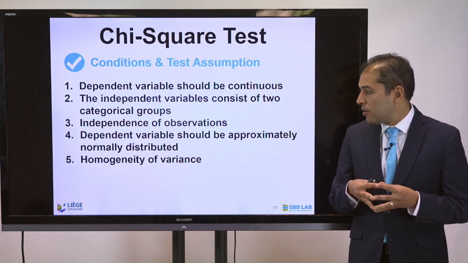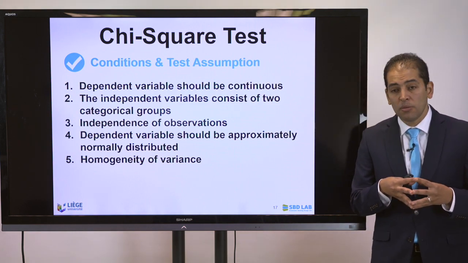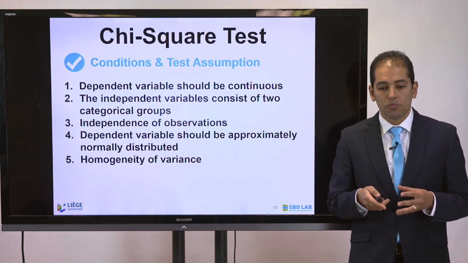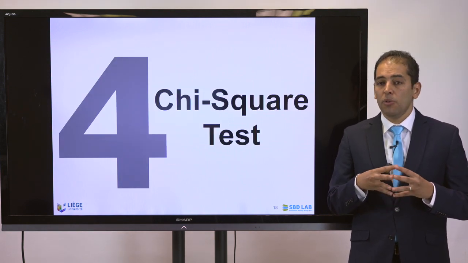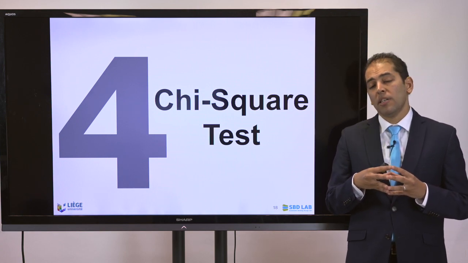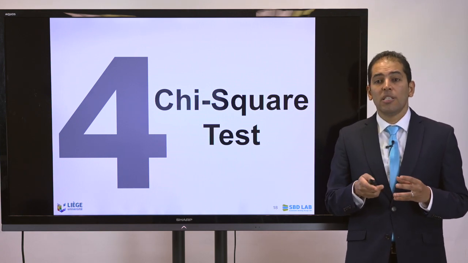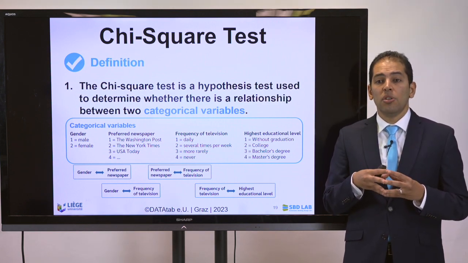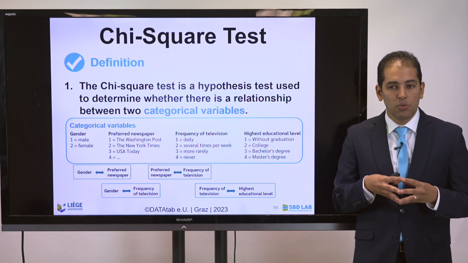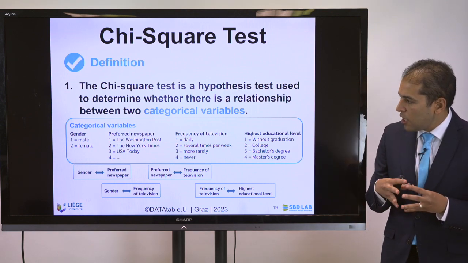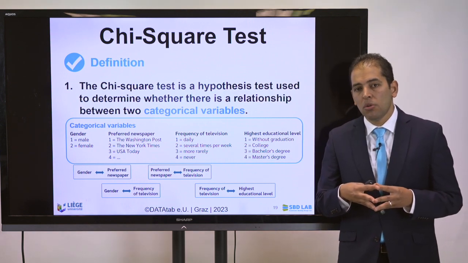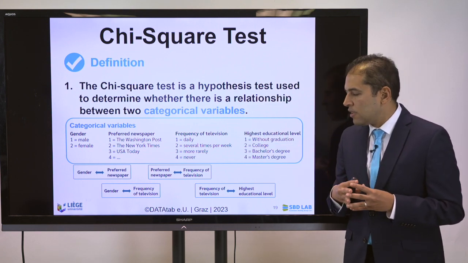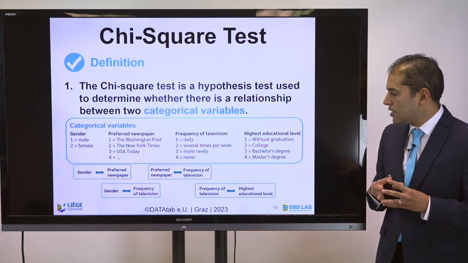There is a dependent variable that should be approximately normally distributed, and there must be a homogeneity of the variance. Then we can move to the following test, which is the chi-square test. The chi-square test is simply a test used for hypothesis testing to determine whether there is a relationship between two categorical variables. In this example, we are trying to compare the gender to the preferred newspaper, to the frequency of the television watching, and to the highest education level.